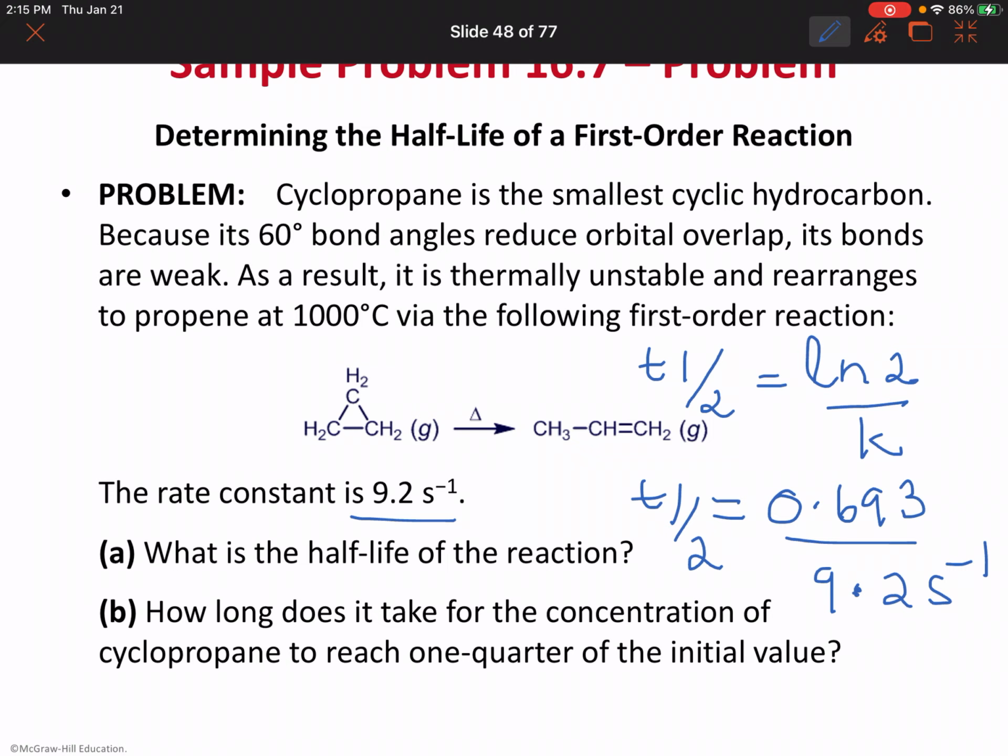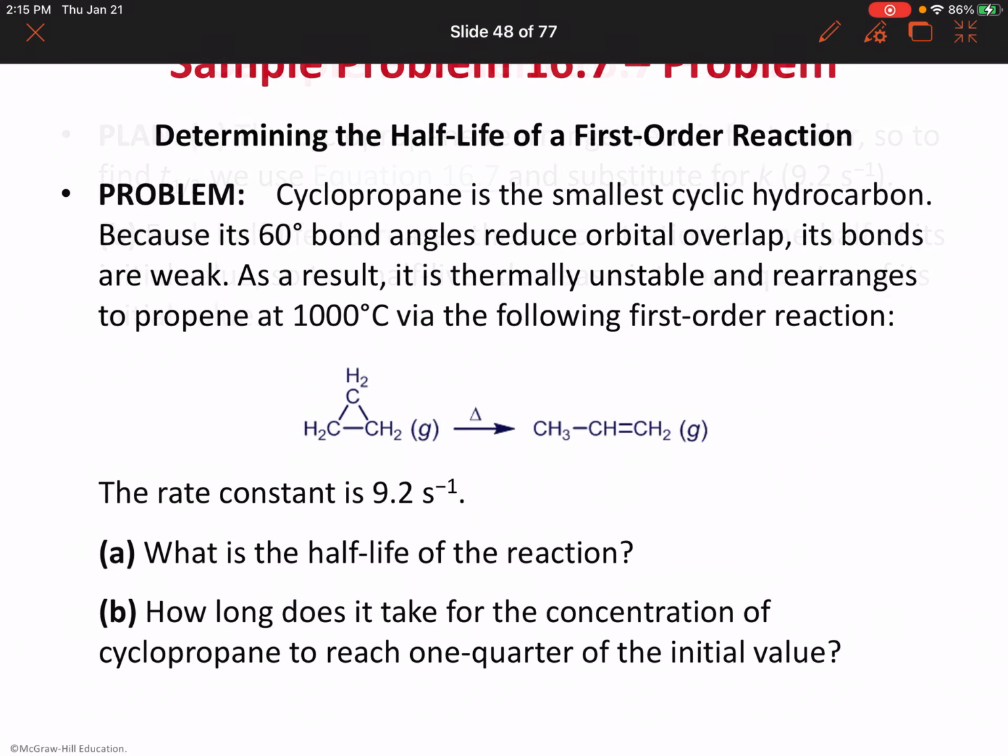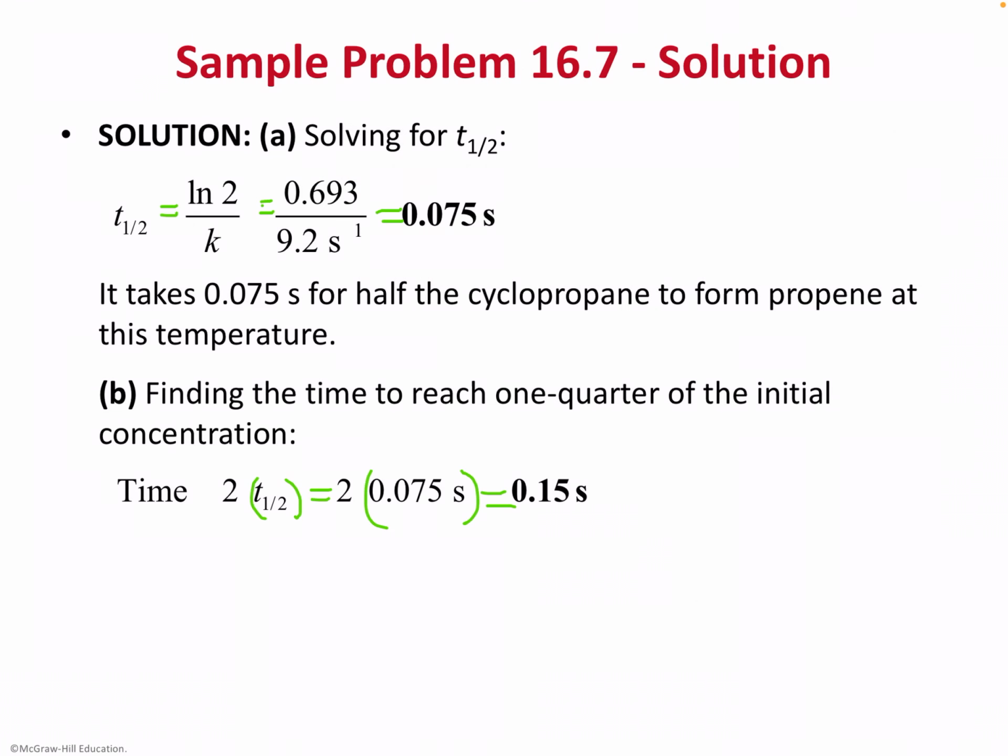So the 1/4. Remember, we know the half-life, T half. When you do this calculation, 0.693 over 9.2 will give you 0.075. That is the T half. It will become a quarter after 2 half-lives. Remember, we saw in the graph, it would become 1/8 after 3 half-lives. So to become 1/4, you just have to multiply this by 2. So 2 times 0.075 is 0.15 seconds. Pretty easy and straightforward.